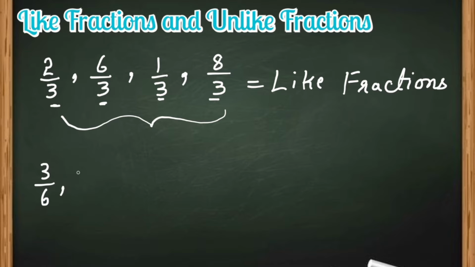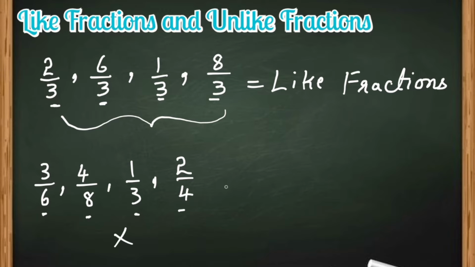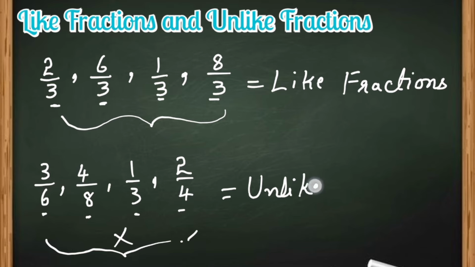Now let us write another example. Now here first fraction is 3 by 6, second is 4 by 8, third is 1 by 3 and the fourth one is 2 by 4. Now as you can see, all the denominators here are different. The first is 6, 8, then 3, then 4. All the denominators are different. So this group of fractions are unlike fractions because their denominators are not same.